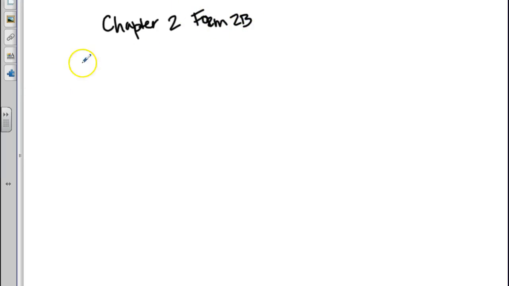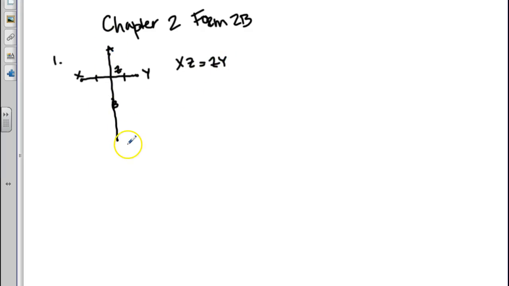So the multiple choice, number 1, it says make a conjecture based on the information that AB bisects XY at Z. So I have segment AB that bisects XY, so I know that it cuts XY into two equal pieces. I don't know anything about AB. AB could be super long like this. I don't know anything about it. But I do know that these two are equal to each other. So I know that XZ is equal to ZY because it says AB bisects it, which means cuts it into two equal pieces. So number 1, the answer is D.